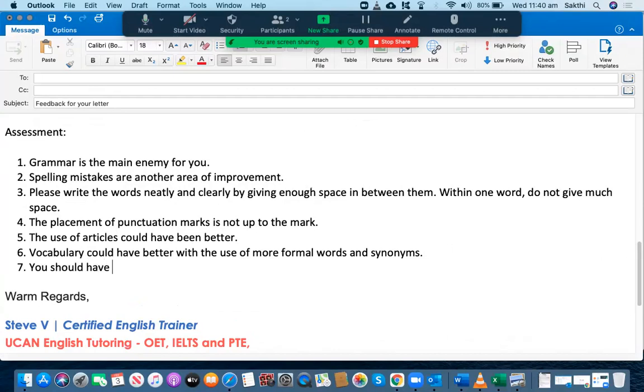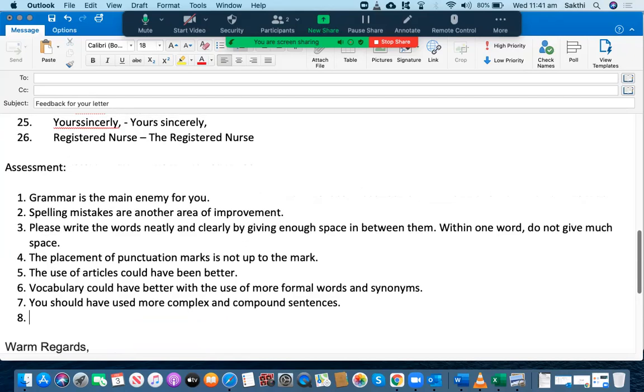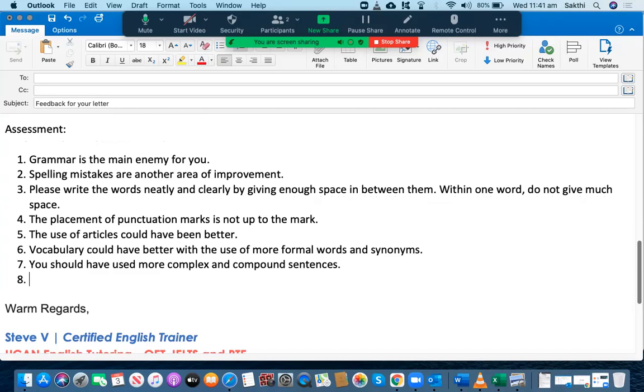You should have used more compound and complex sentences instead of just using simple sentences again and again. I believe you have used more simple sentences rather than compound and complex sentences. It's better to write at least 60 percent of the sentences as complex and compound. If you write, say, 3 sentences, ensure that one sentence is simple and the other 2 are complex or compound in nature. That's going to help a lot.